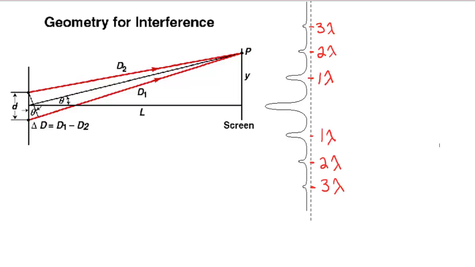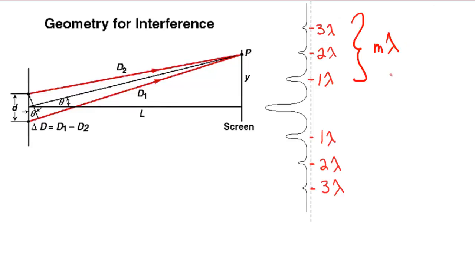So we see from the diagram I've labeled 1 lambda for the first antinode, 2 lambda for the second, 3 lambda for the third, and because it's symmetrical on the top and the bottom, I have the same numbers down below. Now, the number that's in front of lambda, we can just call that m. So if we represent this by m lambda, we see that for the top one, m can be 1, 2, 3, all the way up, whole number integers.